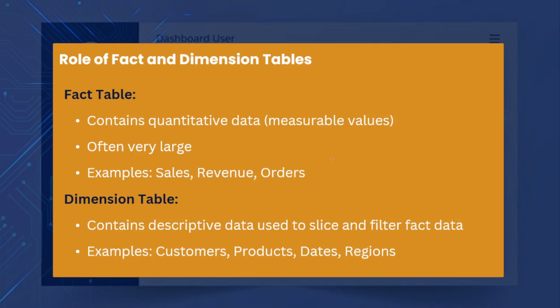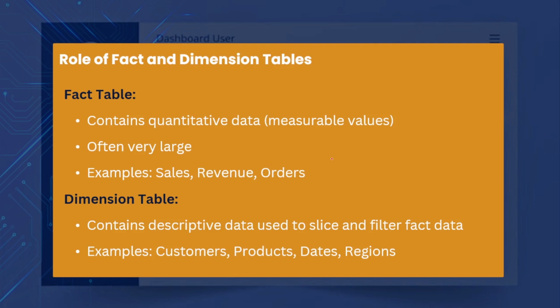One other thing about the fact table is that it's often very large. It's very large because there's repetition and repetition and repetition. Examples would be the sales table, revenue table, orders table. Because as people are ordering, a customer can order 5 times and it will appear 5 times on the orders table. While the dimension table contains descriptive data used to slice and filter the fact table. So we use the dimension table to filter the fact table.